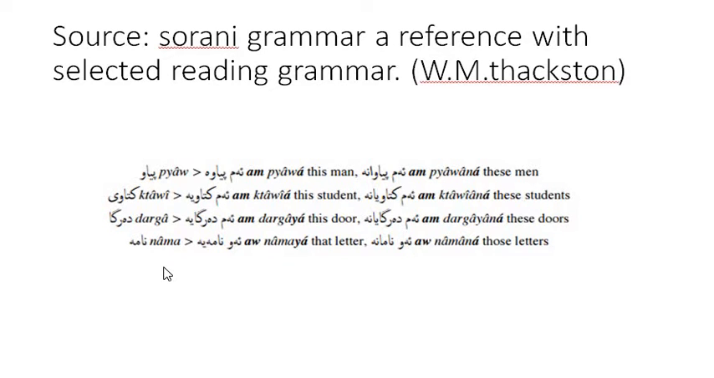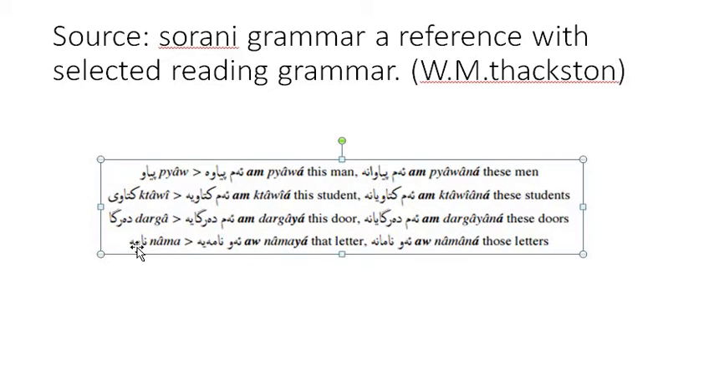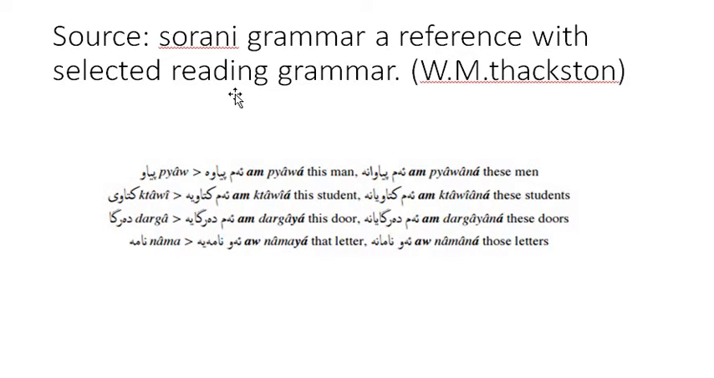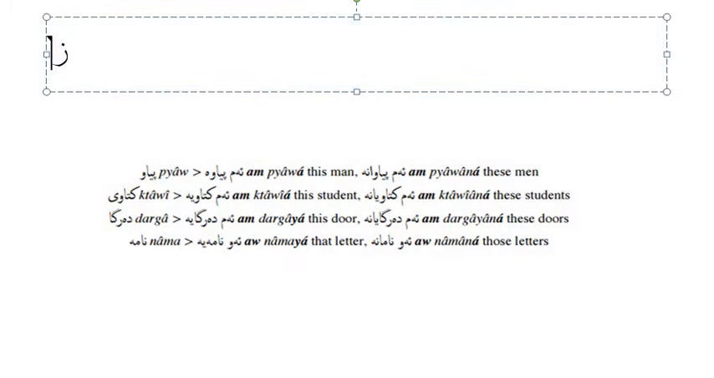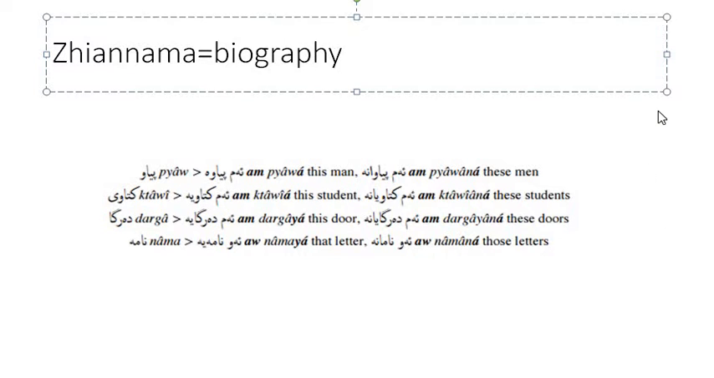Then we have nama. Nama means letter. But let me give you an interesting thing about nama. It means letter, but we also can say jian. Let me use the Latin script. Jian means life. So jian nama means life's letter. Basically, it means biography, if you link these two words together. Jian means life, nama means letter, so jian nama means biography. Just for your information.